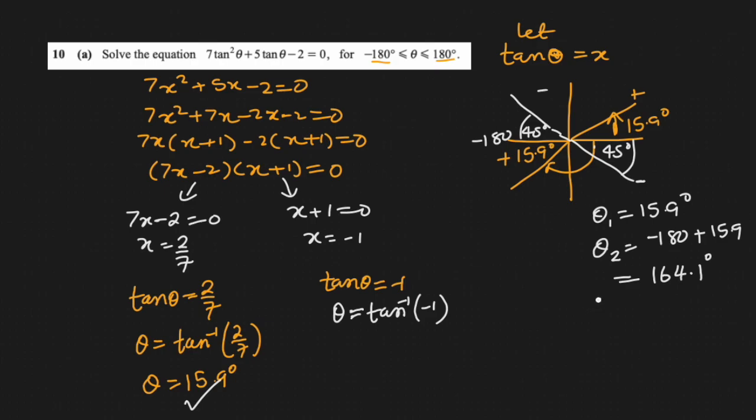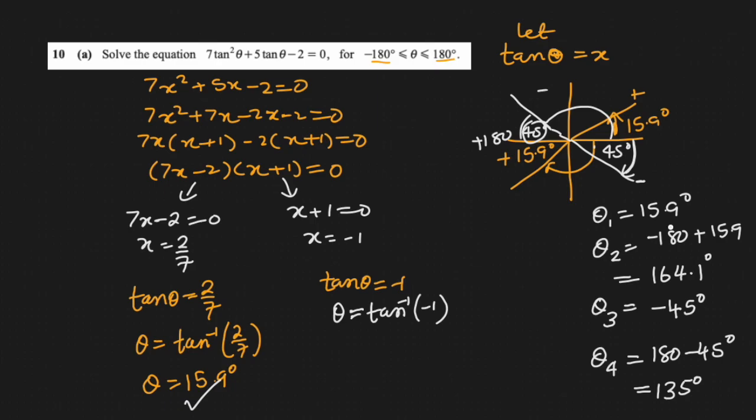So first angle in negative direction from here to here will be minus 45 degrees itself. And the fourth angle will be in positive direction from here till this line, which is 45 degrees less than positive 180 this time. 180 minus 45 degrees, which is 135 degrees. So we got 4 answers here.